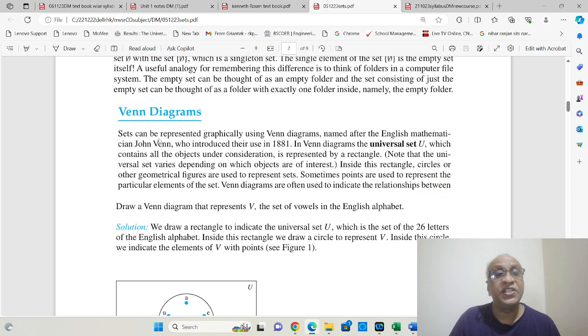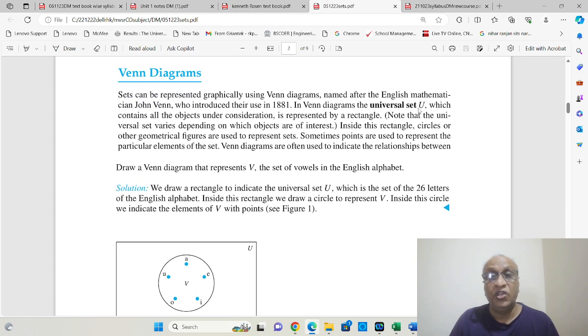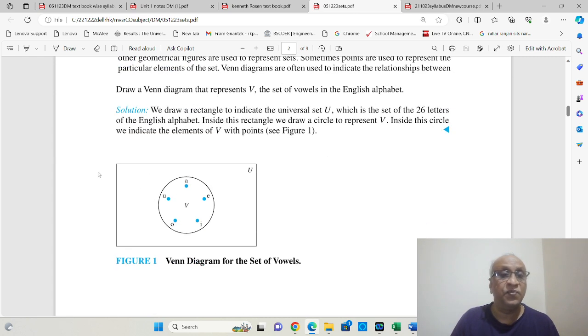You can represent sets with the help of Venn diagrams graphically. Venn diagrams were given by John Venn in the year 1881. The universal set in Venn diagrams is indicated by U. It consists of all the elements, and the universal set is represented by this rectangle.